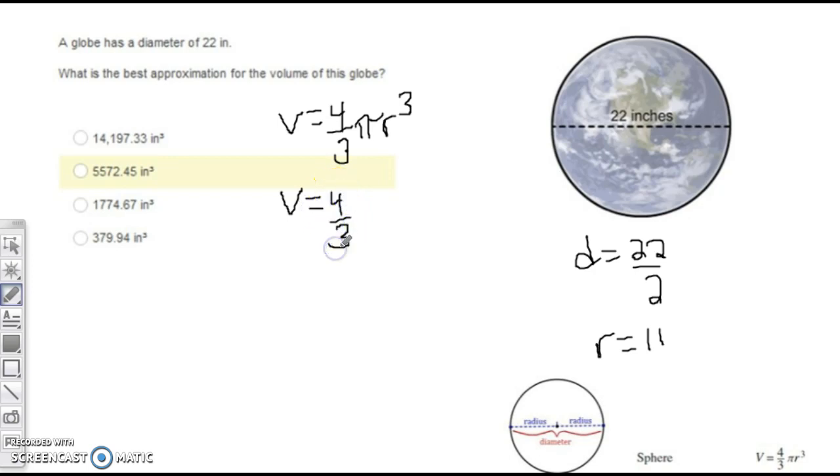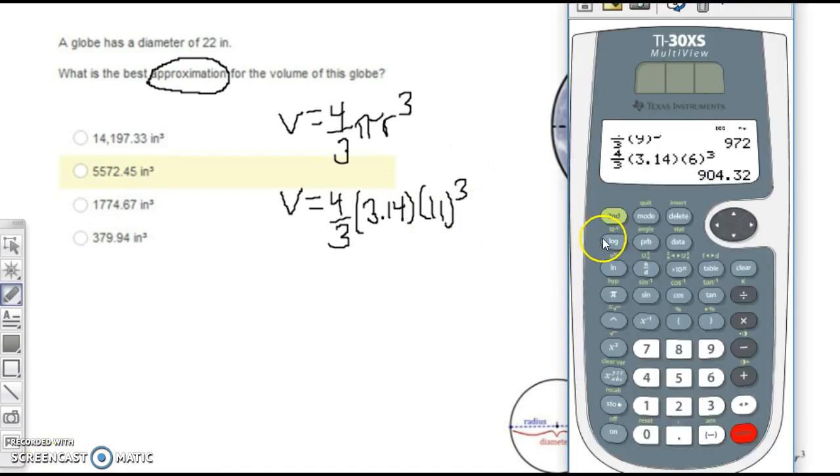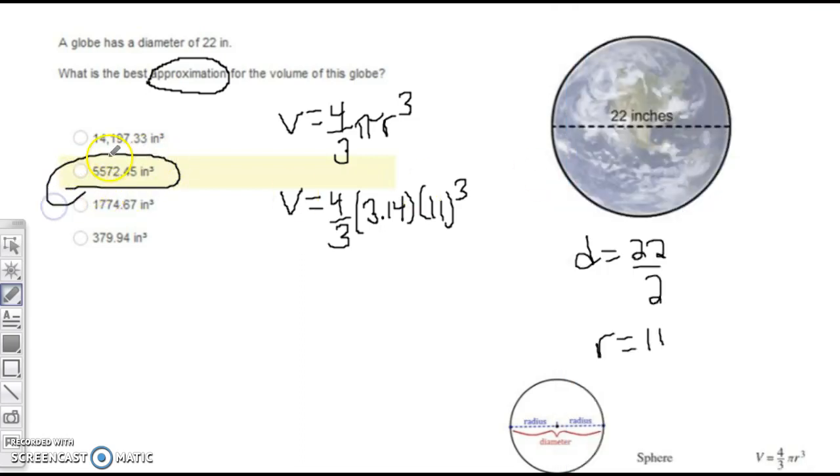Now, it doesn't tell us in this one whether to use pi or not. But if you notice in your answer choices, pi is not in your answer choices, and it says best approximation. So we're going to approximate by putting in 3.14 for pi. And then we're going to multiply it out in our calculator. All right, so if we type this in our calculator, 4/3 times 3.14 times 11 cubed, it tells us that it's about 5,572.45. So that would be our answer.